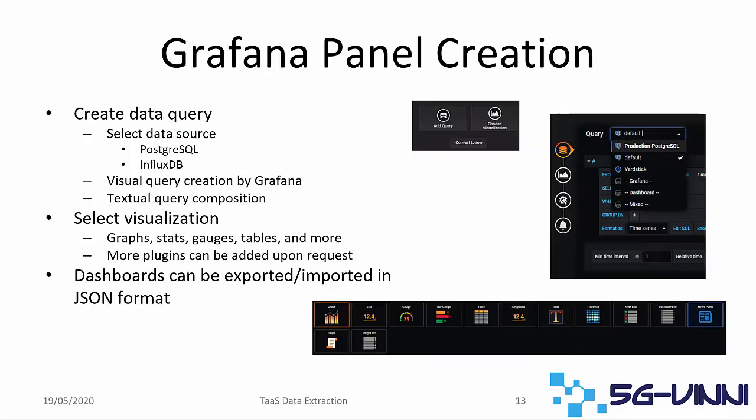When creating a panel, you have to select the data source. The databases available in TaaS are added in Grafana so they can be selected. Then you can create a query to only extract the data needed. Finally, you can create the visualization. Currently, a wide range of visualization plugins are available, but if others are needed, they can be added upon request.